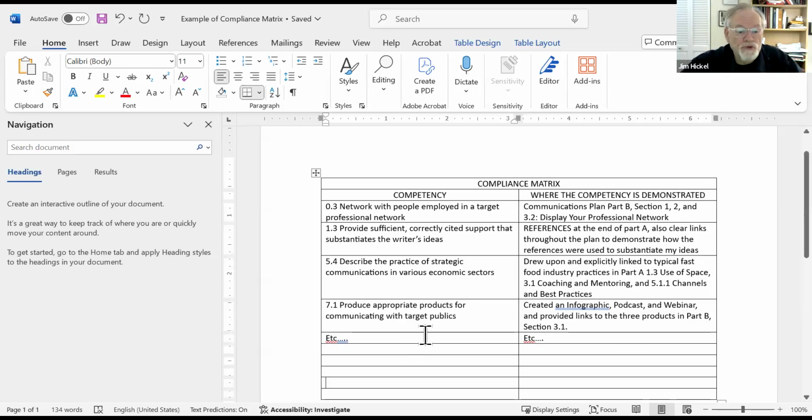And the next one is, produce appropriate products for communicating with target products. And you tell me, well, I created an infographic, podcast, a webinar. They're in Part B, section 3.1. And if you go through this process, and I'm encouraging you to submit this compliance matrix, which will not be graded. It can be sloppy, it can be poorly spelled. It's not going to be graded for anything. It's not a product you owe. But if it will help me figure out where you've met every single competency, that would be great for me.